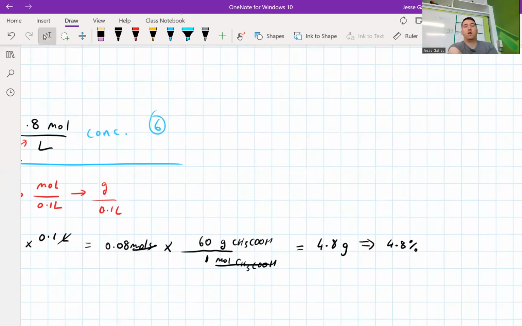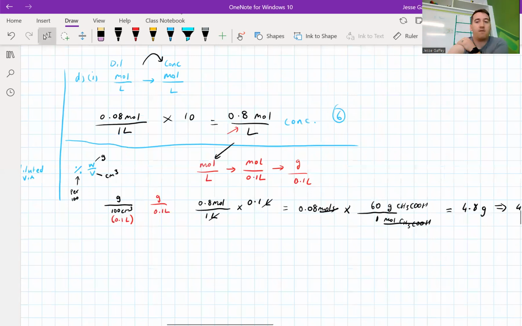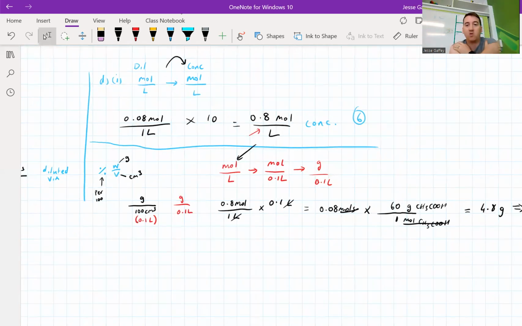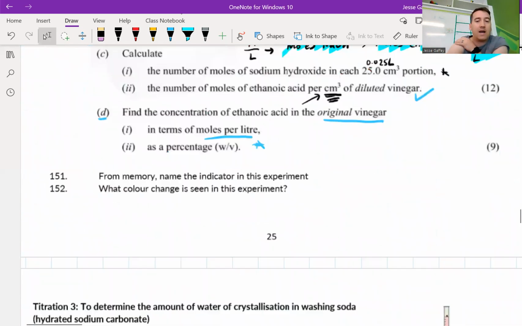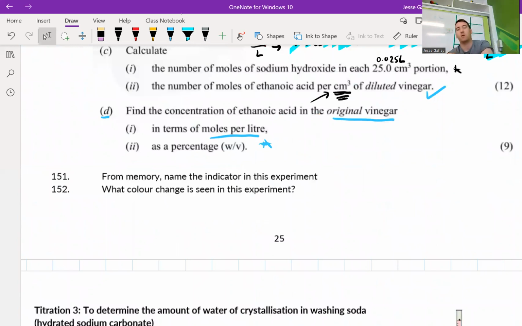Again, that last one is worth 3 marks only. It's a lot of work for 3 marks, so you're probably only aiming for that if you're aiming for H1s, H2s. That's where you're really trying to get to the bottom of those marks. All right, two last little ones about the indicator. These are very important. Between the name of the indicator and the color change, you're talking 9 marks. So from memory, you can write down the name of the indicator and the color change that's seen. Pause the video and have a go at them now.